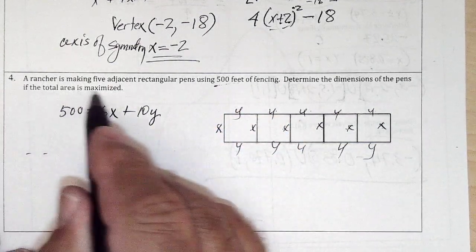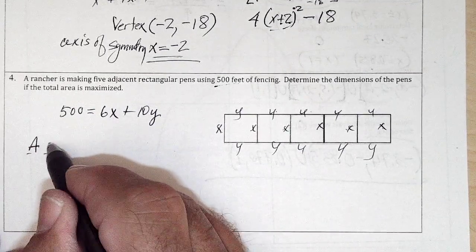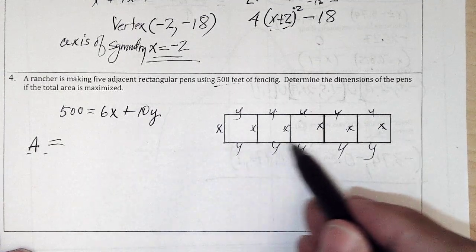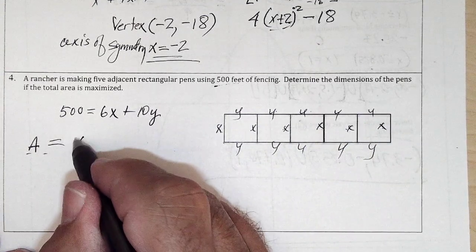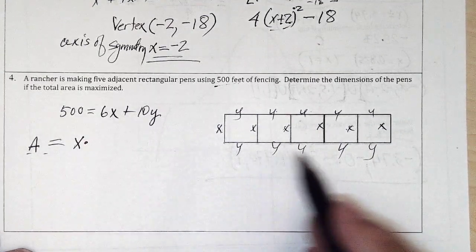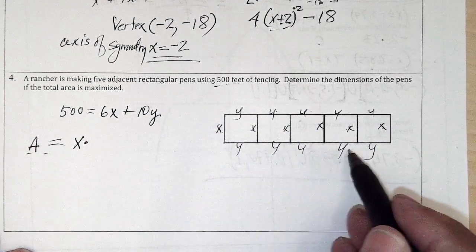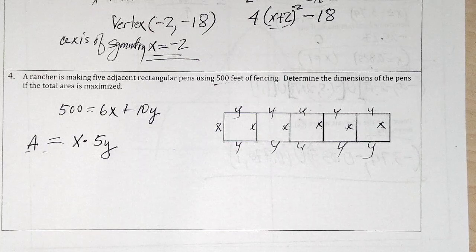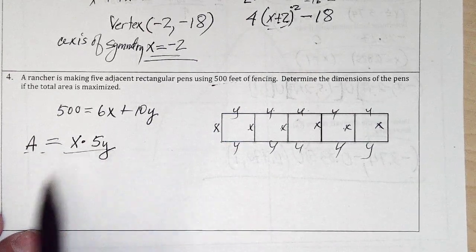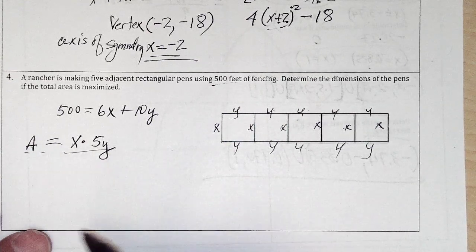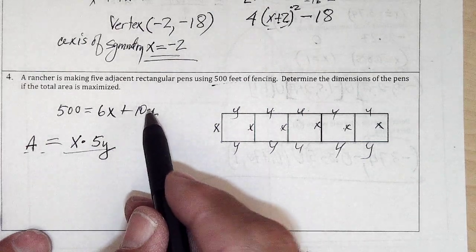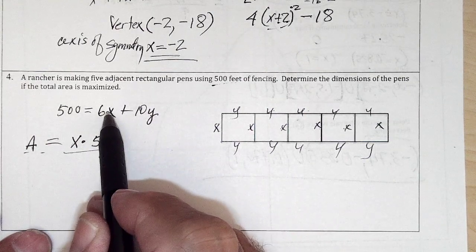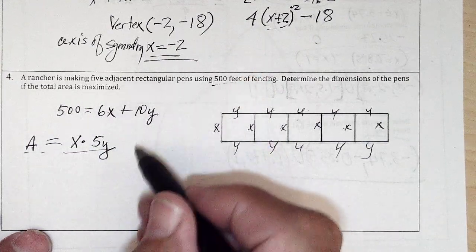And we're supposed to maximize the area. Well, the area is going to be X times 5Y. 1, 2, 3, 4, 5, times 5Y. We have a function that has 2 variables. We want to maximize. We want it to have 1 variable. So we're going to solve for y in this by subtracting 6x from both sides.